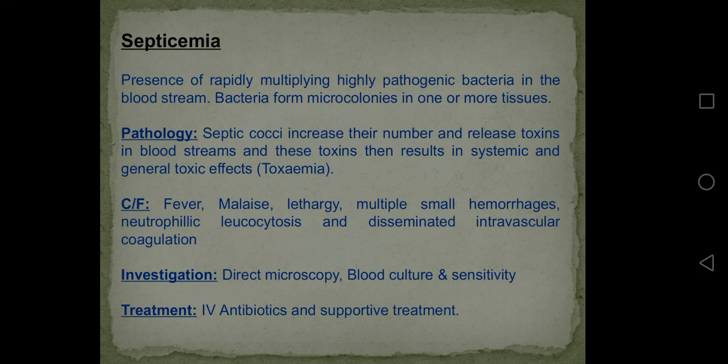What is the pathology behind the condition? When the body gets infected with septic cocci or pathogens or septic bacteria such as streptococcus, staphylococcus, and pneumococcus, these bacteria release toxins. The toxins may be alpha, beta, or gamma toxins, and these toxins then act upon multiple organs and tissues, resulting in systemic generalized toxic effects or toxemia.